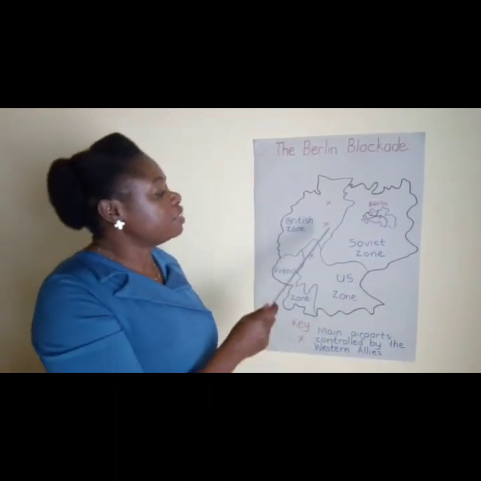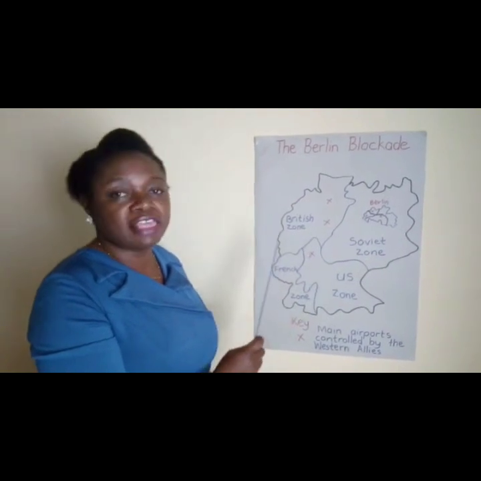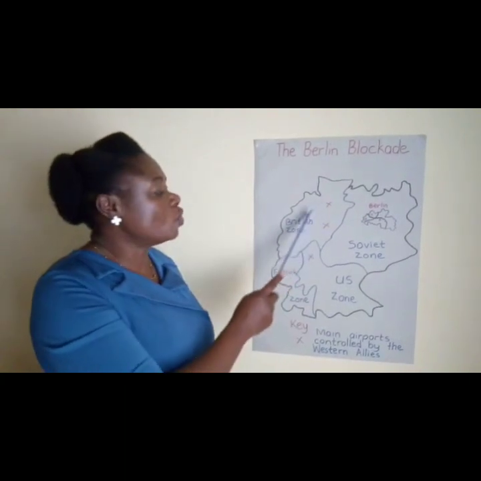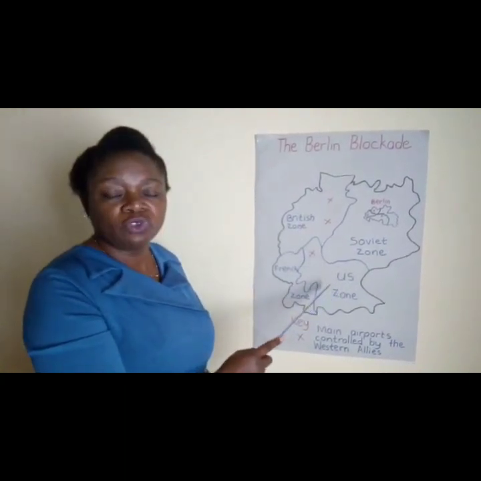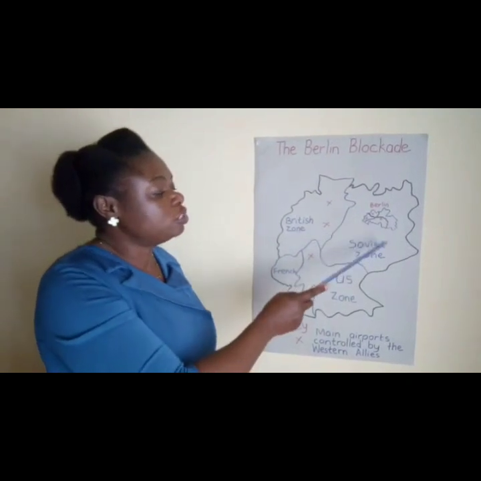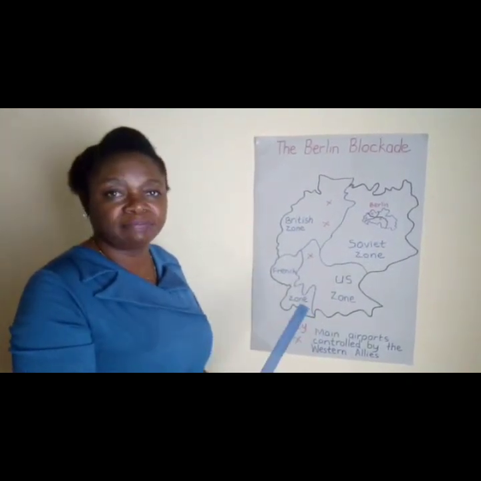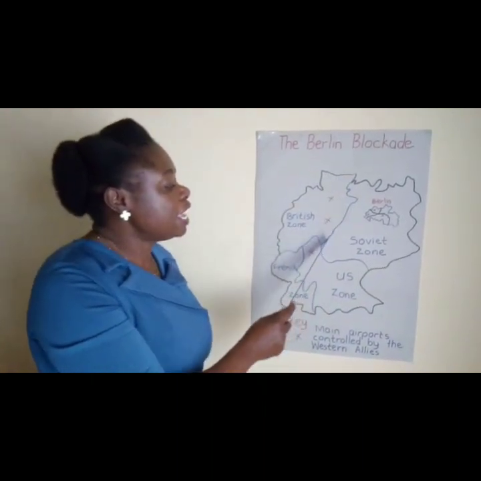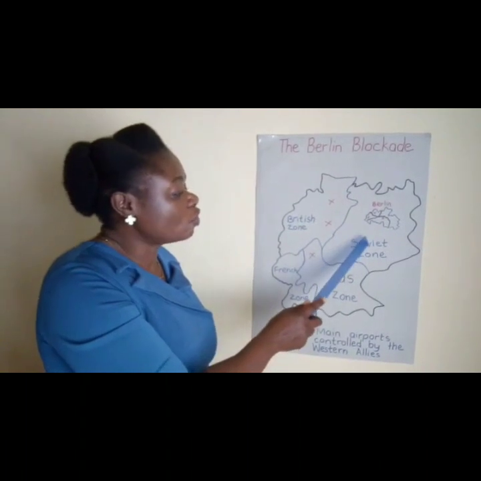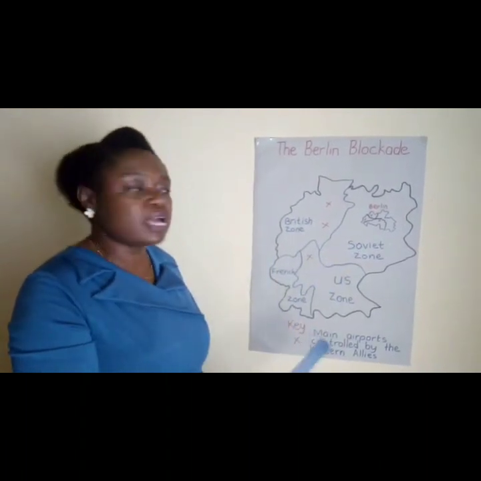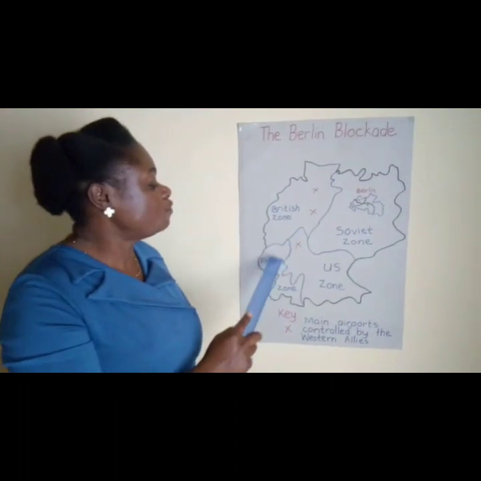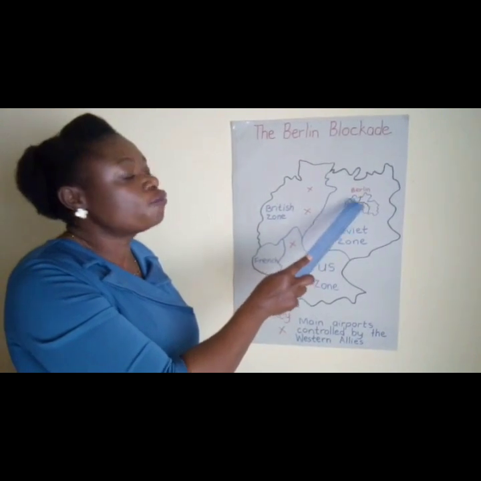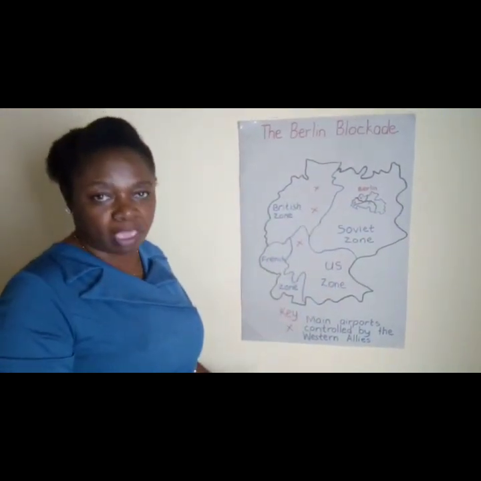So now, when the British, the Americans, and the French introduced the same currency, and when they joined their 3 zones into one to form Trizonia, the Soviet Union did not like that. Stalin then decided to block the entrance into the Soviet zone, making it difficult for the British, French, and Americans to access their parts of Berlin, which belonged to them.